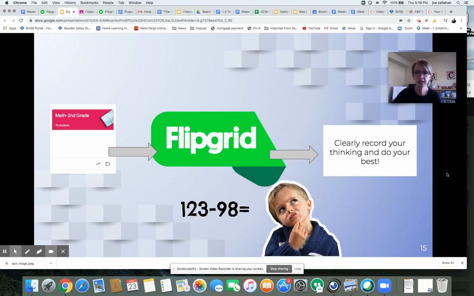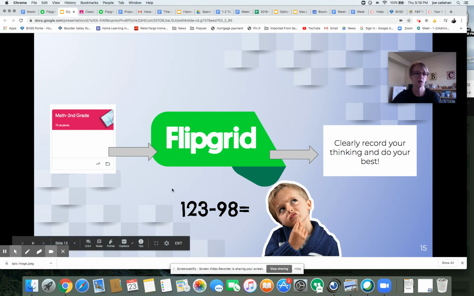All right, so today you are going to go to our Math 2nd grade Google Classroom. Remember, it's the one that is pink, and it says Math 2nd grade. There's a Number Talk folder, and you're going to click on Number Talk number 2. Which number talk? 2. That's right, number 2. It will send you to the Flipgrid website, and this is your number talk for today.